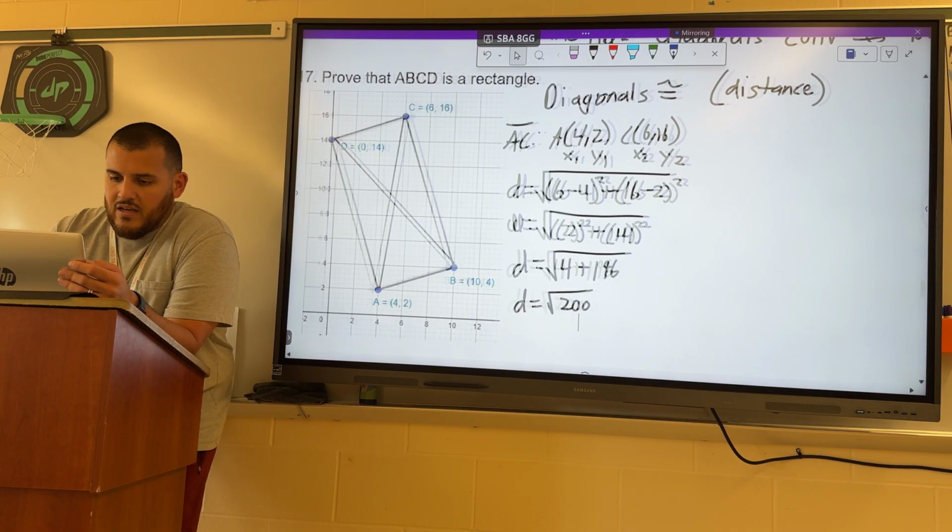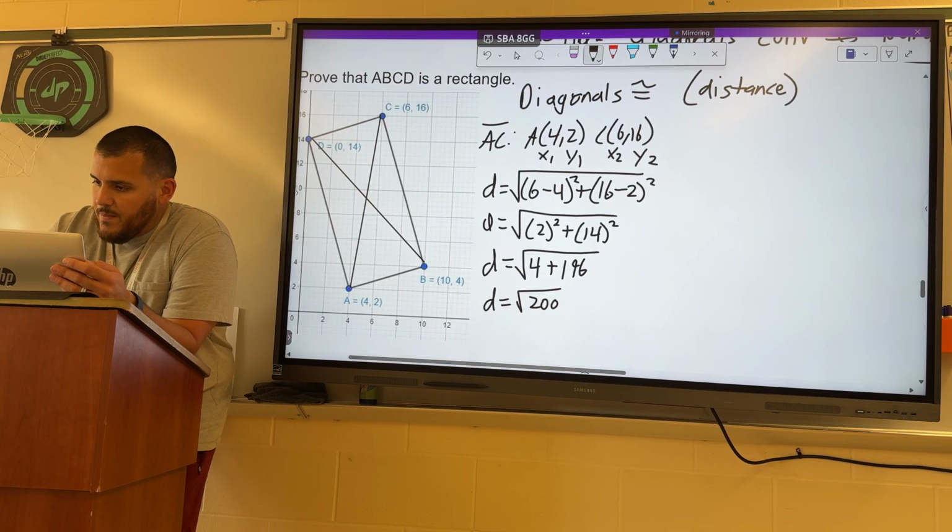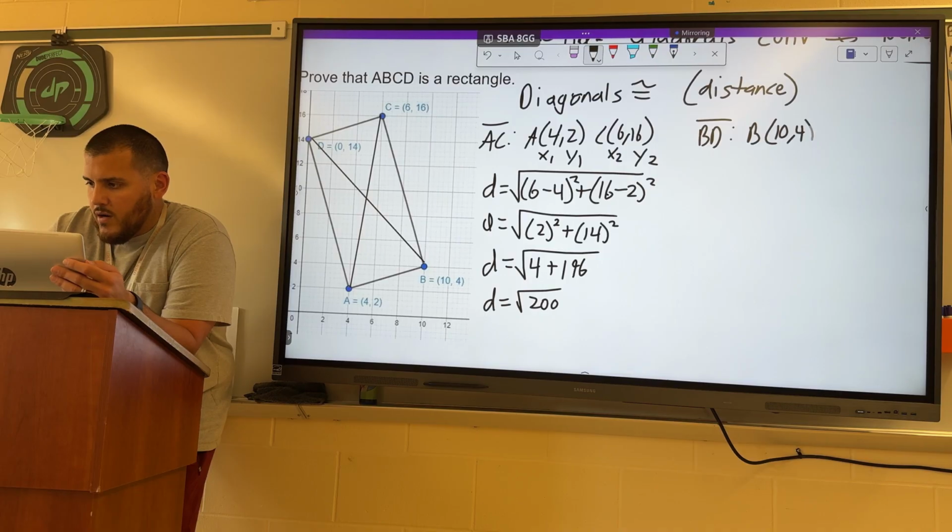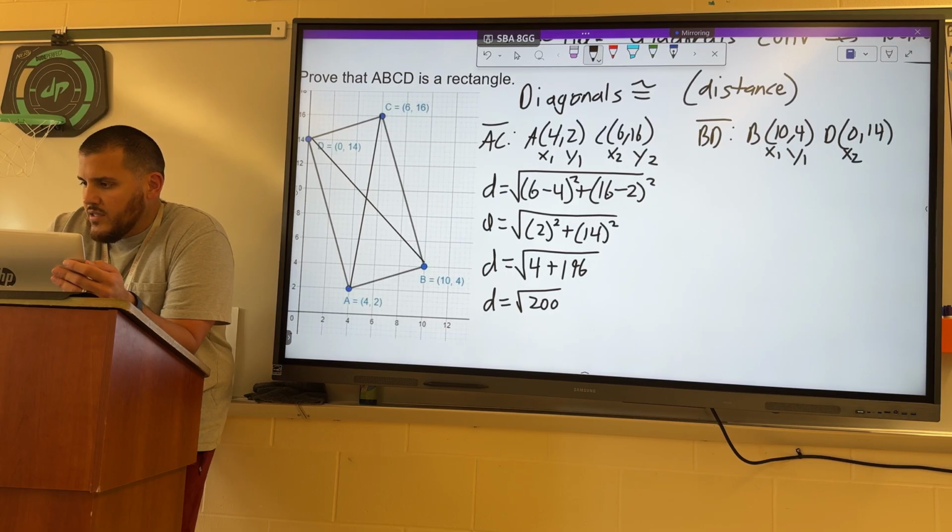We're doing the same thing now for diagonal BD. Again, I'm going to stay organized. Here's my work for BD. Point B is located at 10, 4. D is located at 0, 14. And I label x1, y1, x2, y2. And I plug into my distance formula.